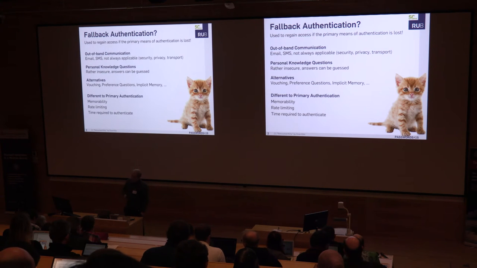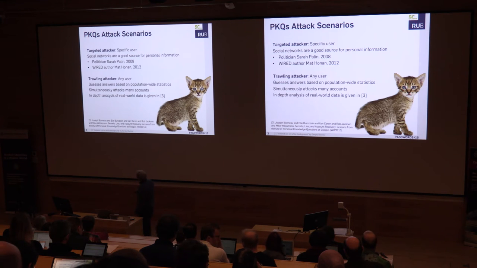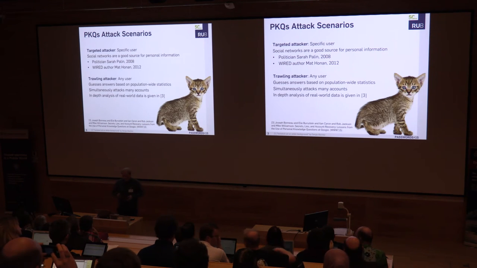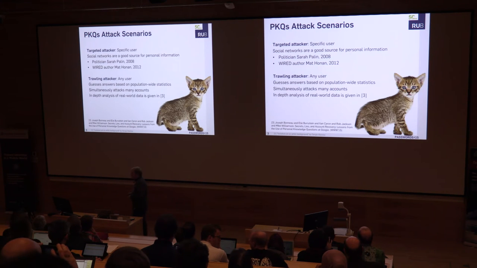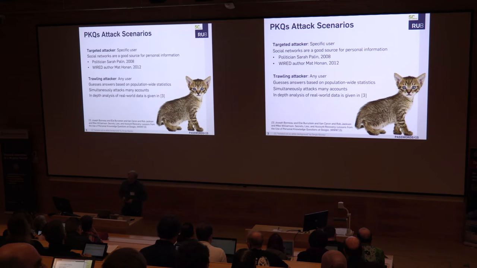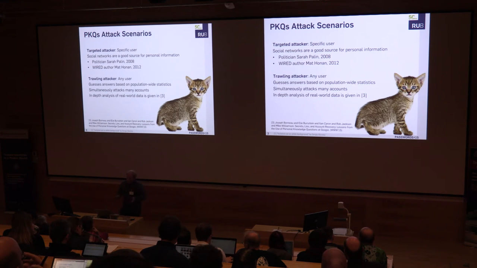If we consider attack scenarios against those personal knowledge questions, then literature knows at least two different attackers. First of all, the targeted attack. We have heard of it before. There are prominent examples like the Wired author Matt Honan, who got hacked by the use of the personal knowledge questions or the security questions that were in place at Amazon. And the attackers used that information to hack the personal knowledge questions of Apple's iCloud service. And this way they got access to his account and deleted his computer and everything. And there's this trolling attacker who just tries to attack any possible accounts. He guesses based on population-wide statistics and simultaneously attacks many accounts. So he really doesn't care which account to attack, just as many as possible.